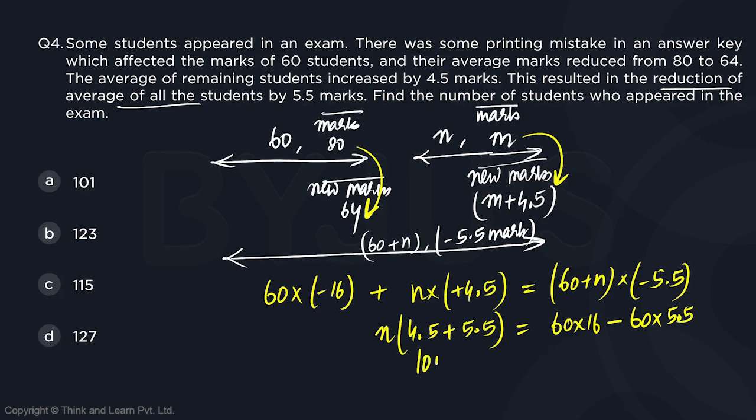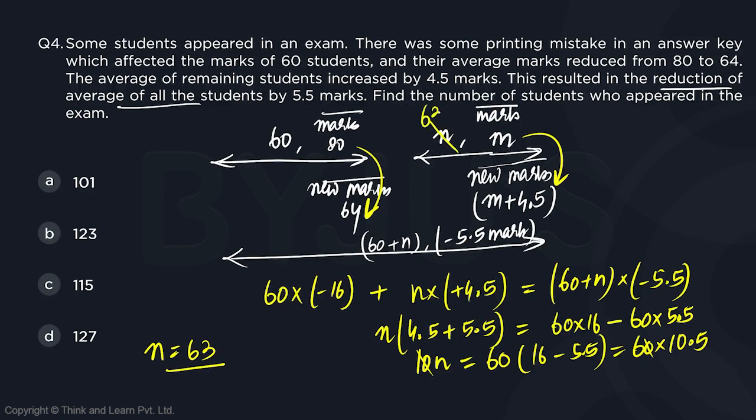So this is going to give us 10N is equal to, if I take out 60 outside, we will be left with 16 minus 5.5, which is 60 into 10.5. So 10 gets cancelled out. We will have N is equal to 6 into 10.5, which is going to give us 63. So that means we had another 63 students over here.